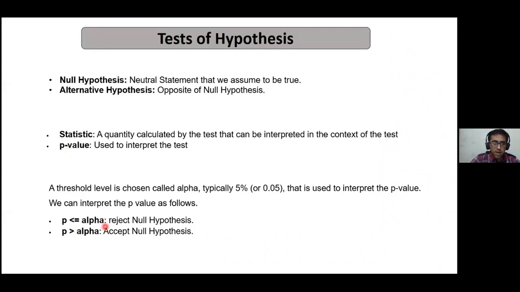For example, if my p-value is less than or equal to alpha, we reject the null hypothesis, or we reject the statement that we made in the null hypothesis. If my p-value is more than alpha, we accept the null hypothesis, or we accept the neutral statement that we have made in the null hypothesis. So this is the basics of hypothesis. Now, moving on to various tests and hypotheses.